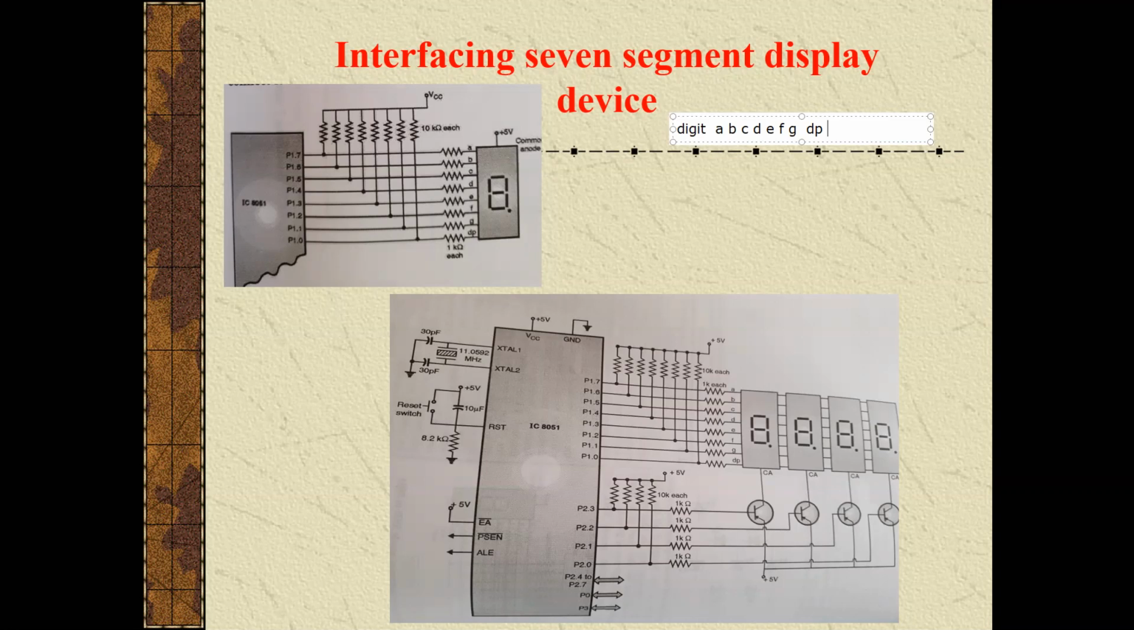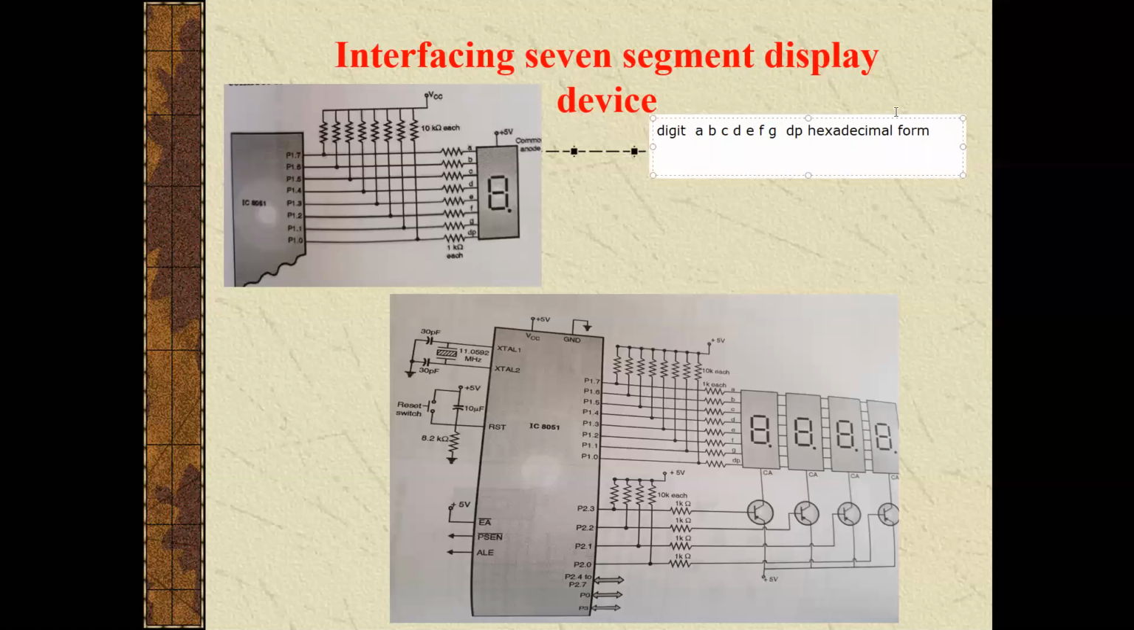What data should be provided in hexadecimal form? This is the hexadecimal form code. If you want to display the digit 0, then what should we do here? We want to send a code like this.